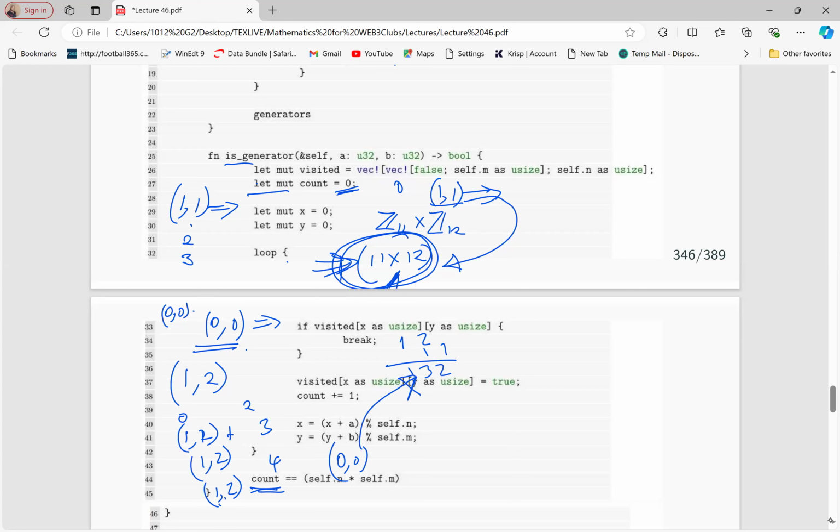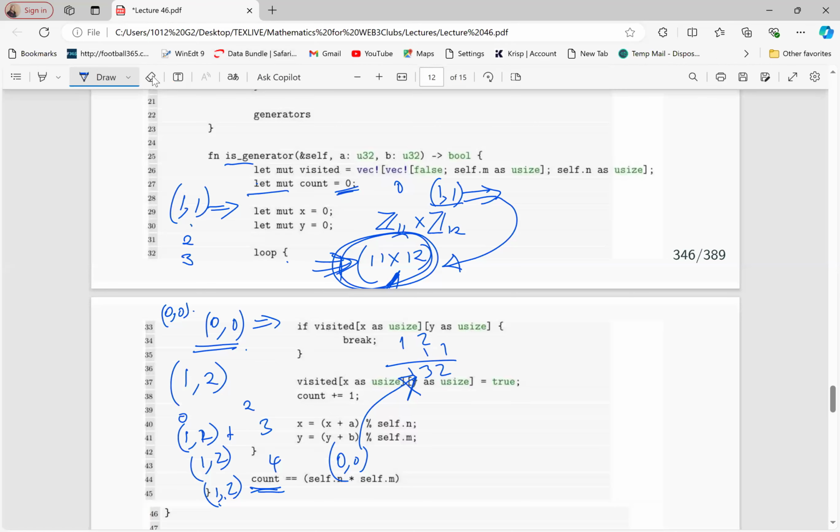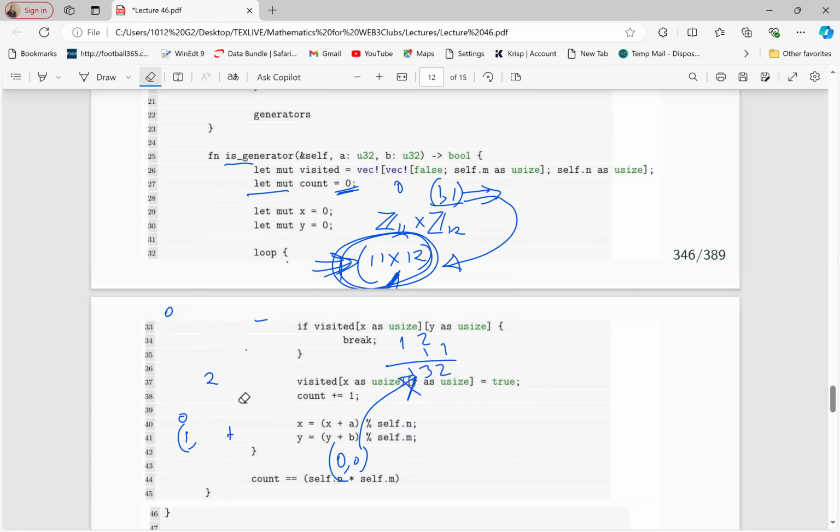That process happens for all the elements. That is how this code will be working, and of course, that is what we are seeing here. For instance, let me just explain very fast. 1, 2 has come in. At this time, x is 1 and y is 2.